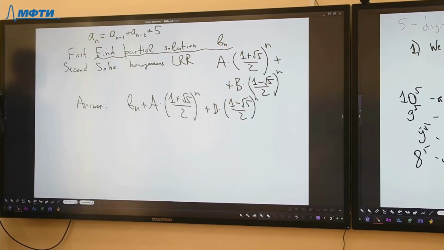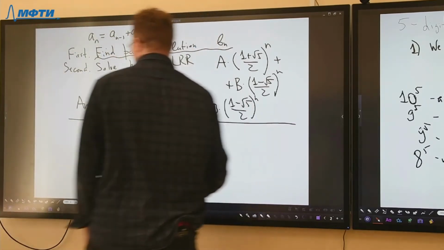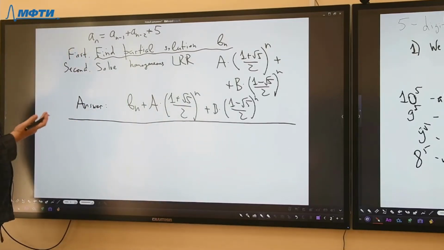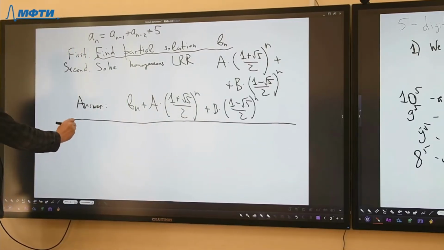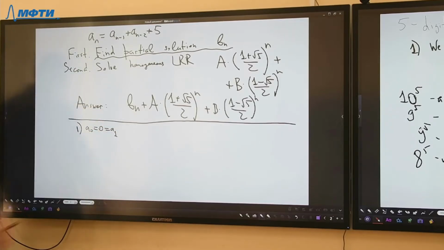How can you do this? There are several different approaches. First of all, you can just take, for example, a0 = 0 and a1 = 0 and try to find what will be bn. Maybe it's not so hard to find it.